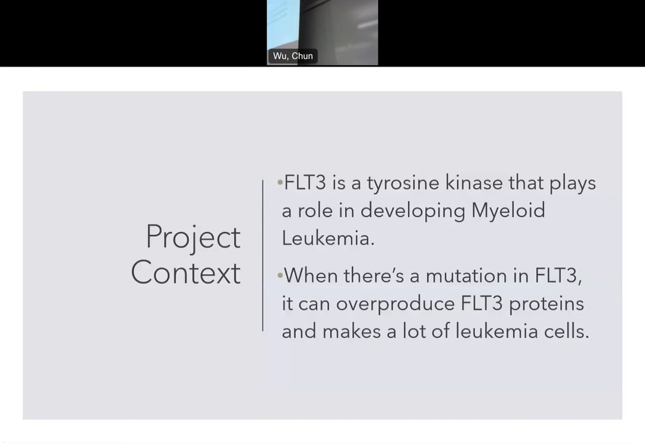important role in developing leukemia. Leukemia is a type of cancer that affects the blood and bone marrow. There's a rapid production of abnormal white blood cells, and it disrupts the body's ability to fight infection. And when there's a mutation in FLT3, it can overproduce FLT3 proteins and make a lot of leukemia cells. So basically, the F691L mutation can cause this type of leukemia, but it can be targeted for different therapies. And inhibitor drugs can block the activity of proteins involved in cancer cell survival.